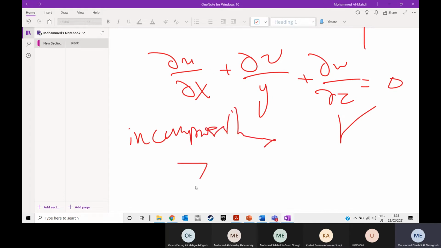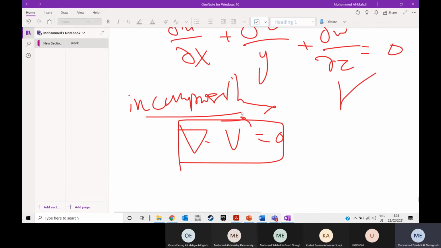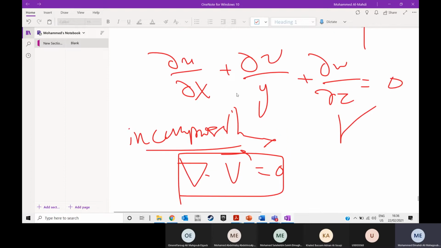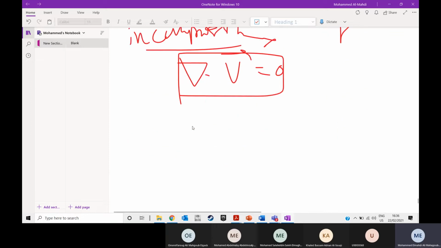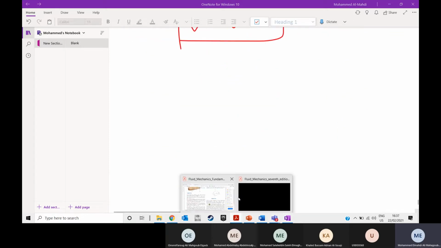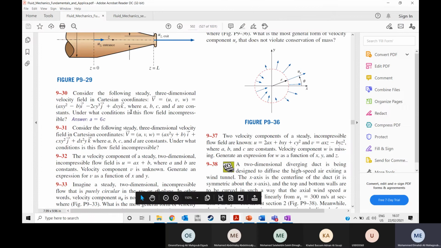Okay, it is gradient dot v equal to 0. The flow is incompressible. This is the continuity equation for incompressible flow. So let's check it and see at which values of these constants this equation will be satisfied. Just apply the equation on the velocity field that you have.